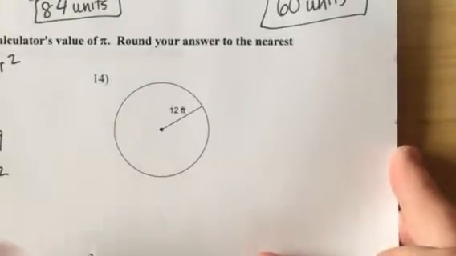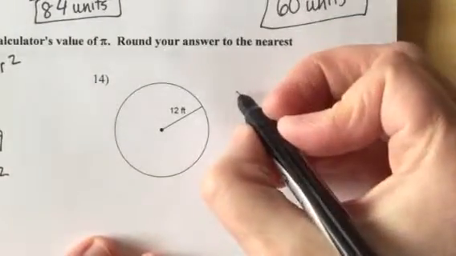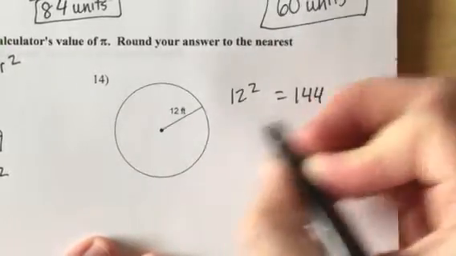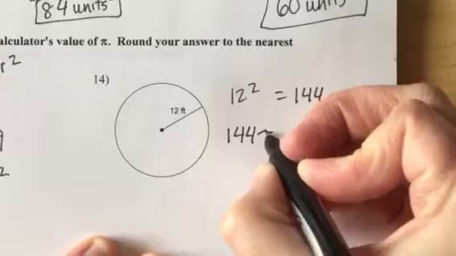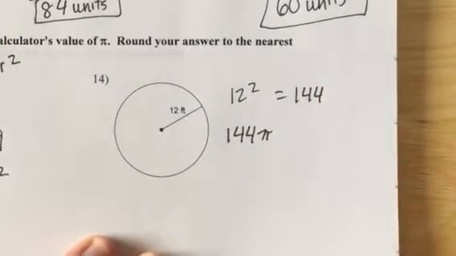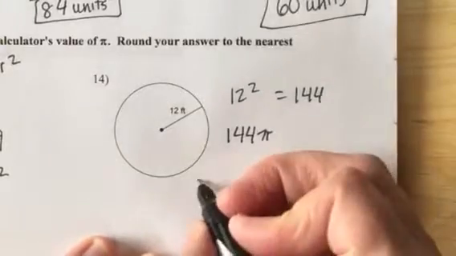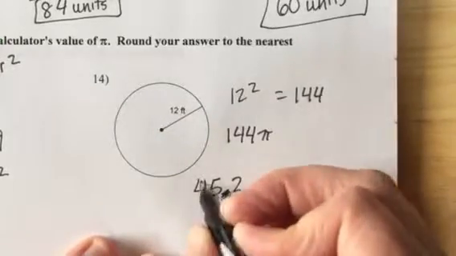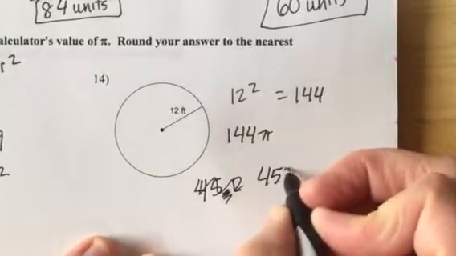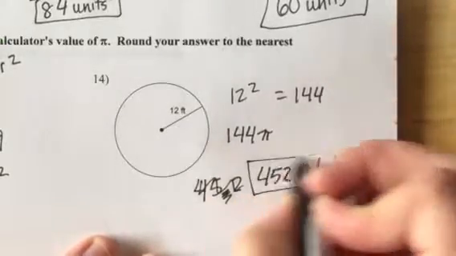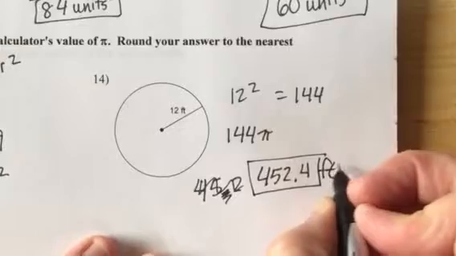Okay, number 14. Here our radius is 12, so I'm going to take 12 squared, and that's 144. So the exact answer is 144 pi. I'm going to use the pi button on my calculator, and I get 452.38. So to round that accurately, 452.38 means I'm going to go up to the 4, and I should label that in square feet.